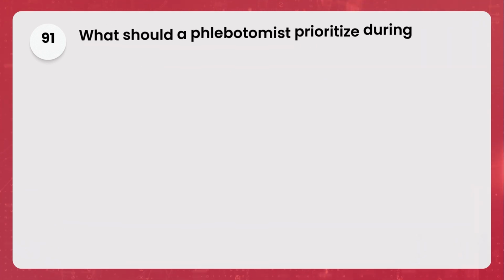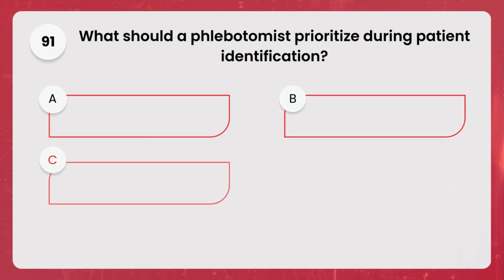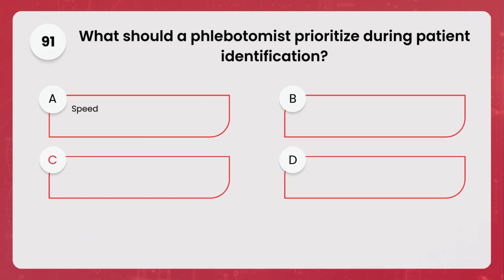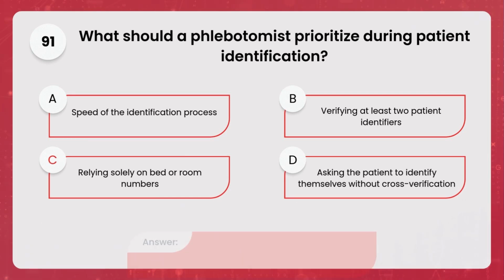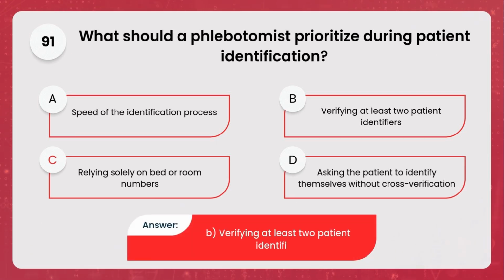Number 91. What should a phlebotomist prioritize during patient identification? A. Speed of the identification process. B. Verifying at least 2 patient identifiers. C. Relying solely on a bed or room numbers. Or D. Asking the patient to identify themselves without cross-verification. The answer is B. Verifying at least 2 patient identifiers.